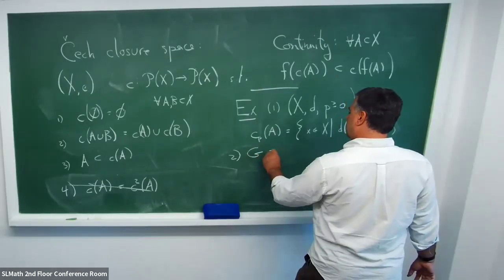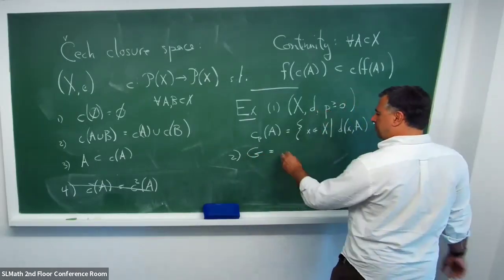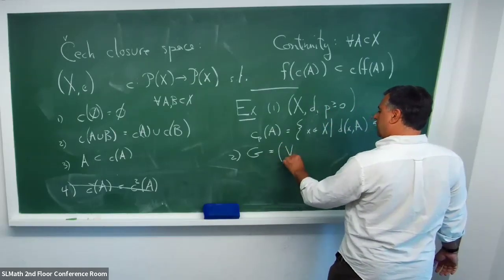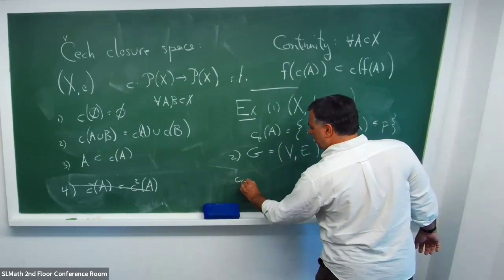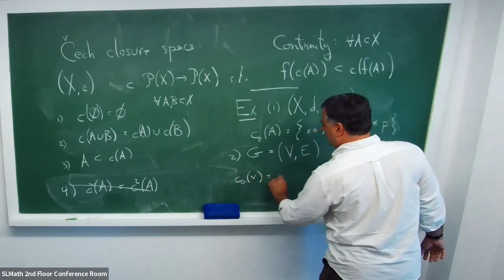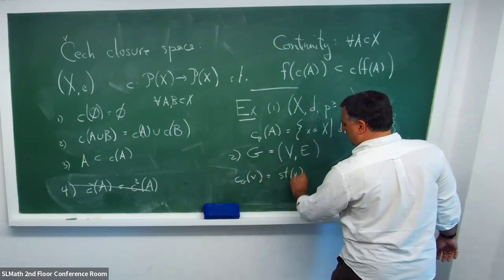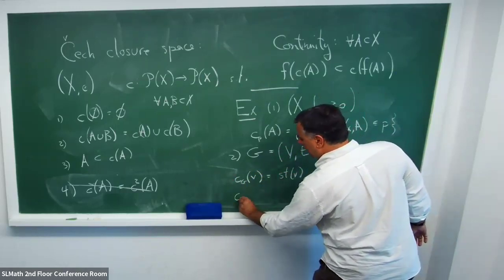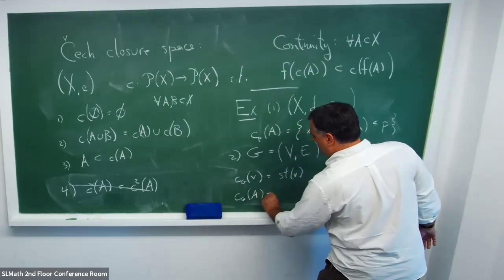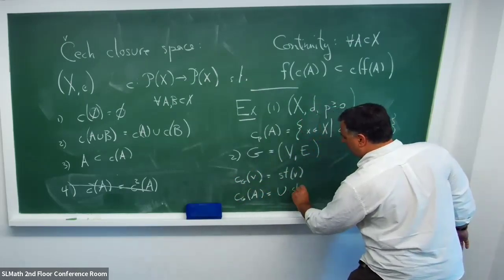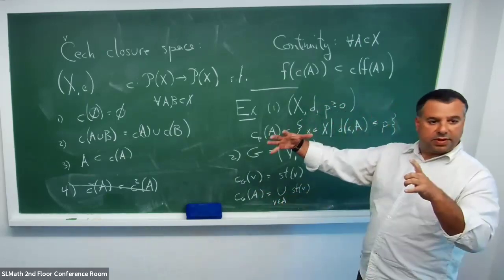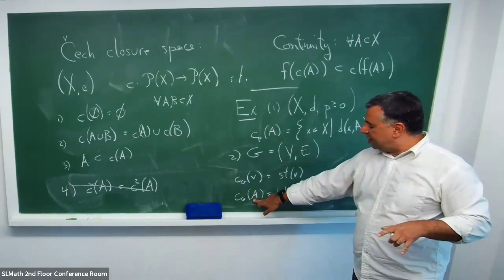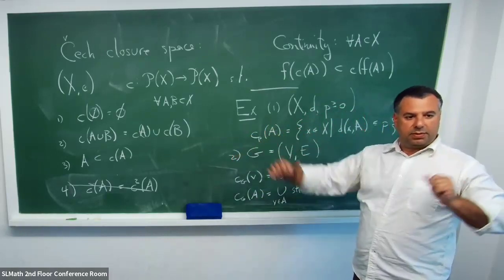The second example is graphs. If I have a graph, you can actually fit it in here as a metric space, but it's nice not to have to think about it like that. So if I have a graph, then the closure of a point is just going to be the star of the point, and the closure of some subset will be the union of the stars in that subset. Again, I'm just thickening my set by one step.